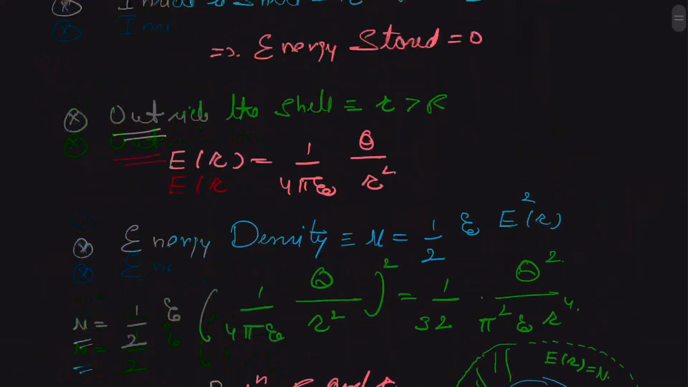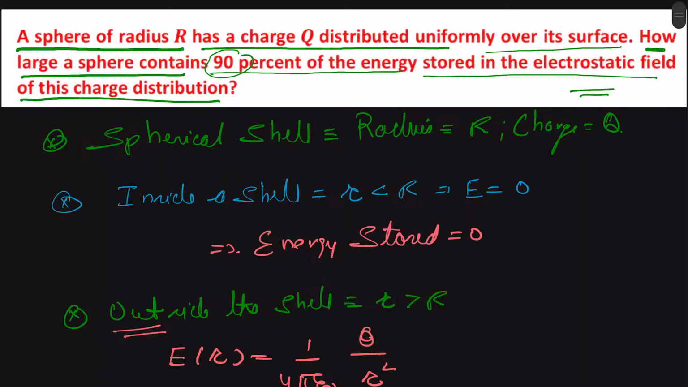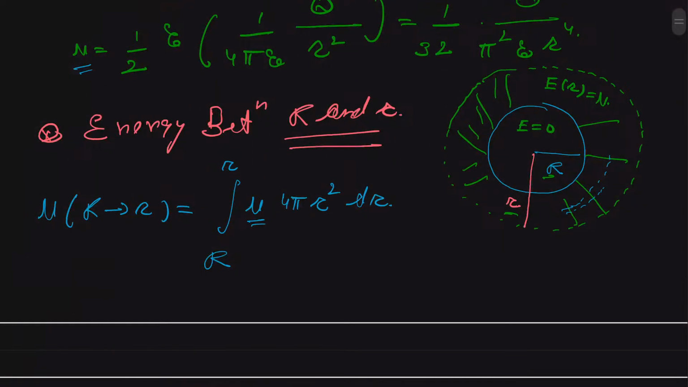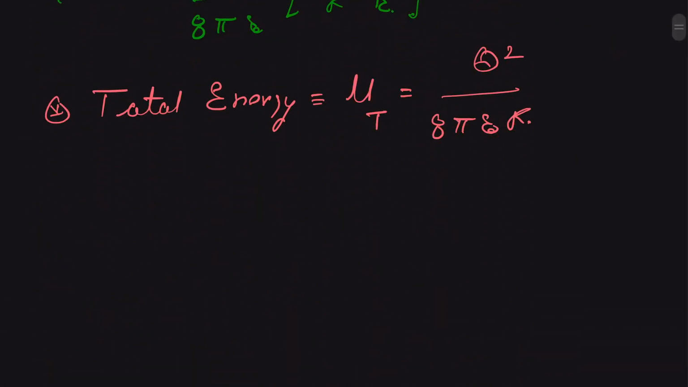And we have to remember, because the question asks, we have to find the larger sphere such that it contains 90% of the electrostatic energy. Okay, so for that we assume that the sphere which is going to contain that energy has a radius of small r. Now we are going to find the ratio, because we are interested in the ratio being equal to 90%.